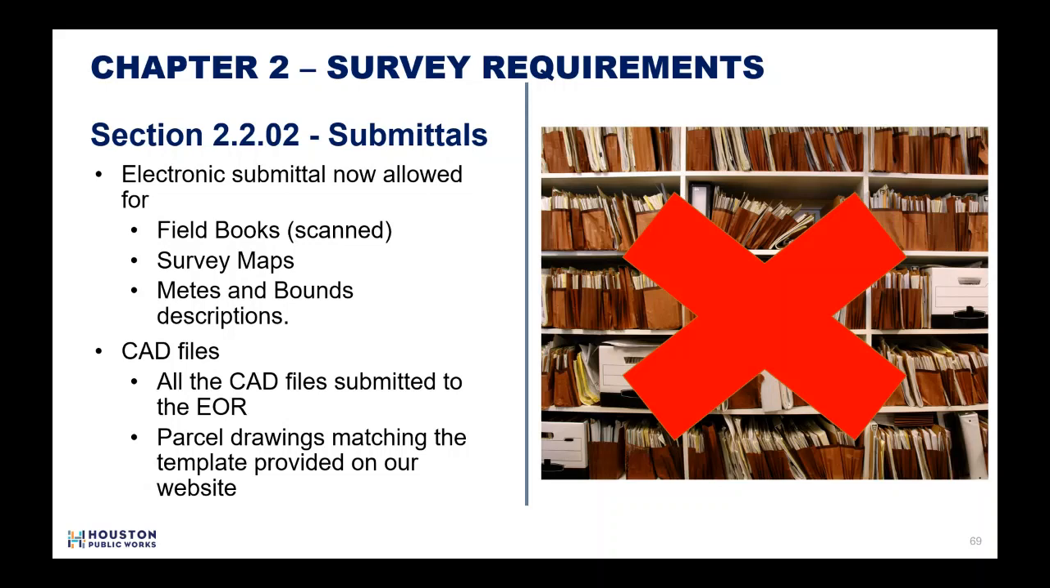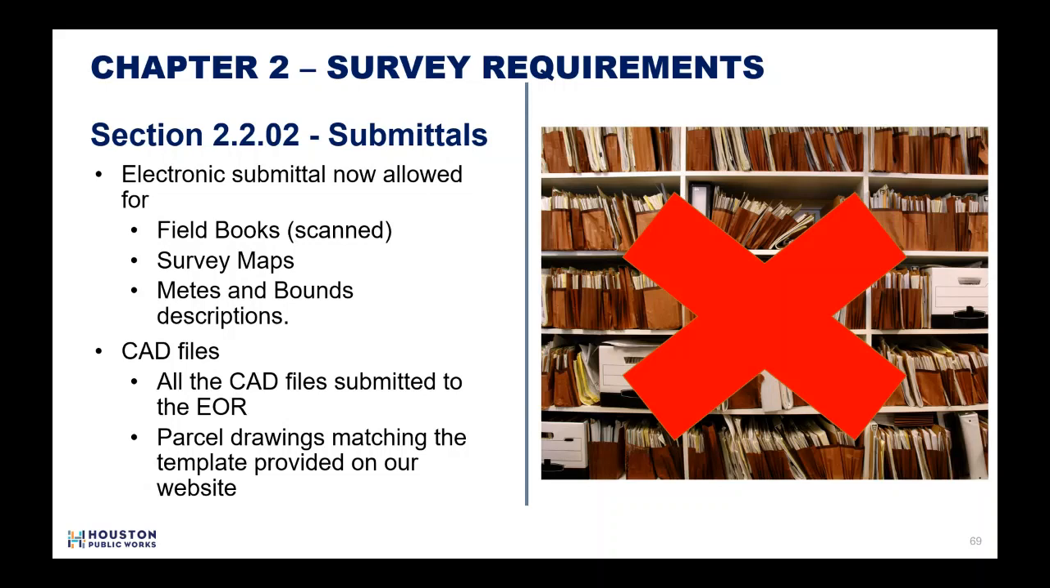Same with the maps and the metes and bounds descriptions, sometimes called field notes. They can be submitted as a PDF now, still need to be signed and sealed, still need to be legible. If you have color that means something on the drawings, then you need to have them in color when you submit them to us. And again, the signature and seal must meet the requirements of the state statute.